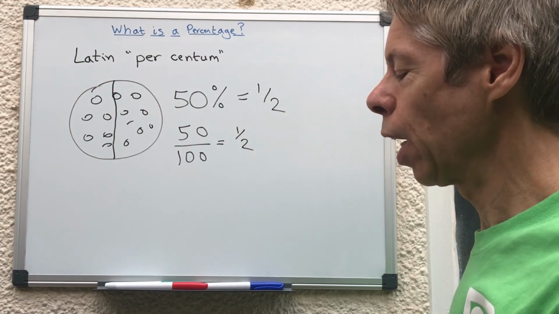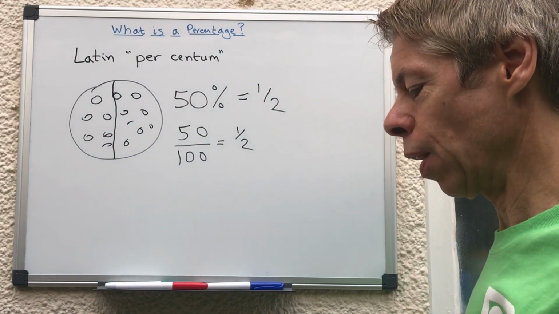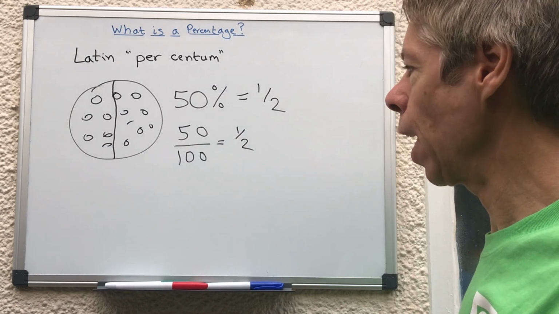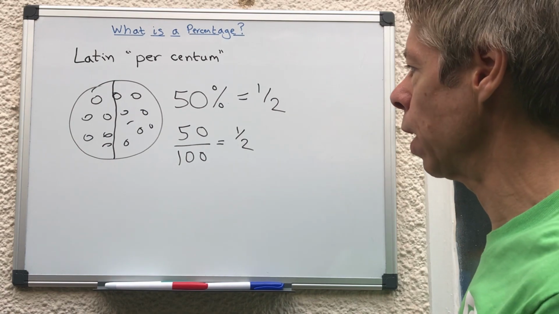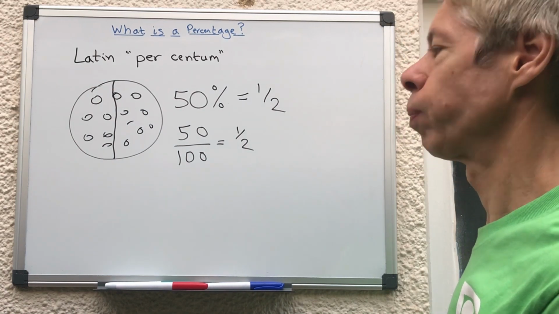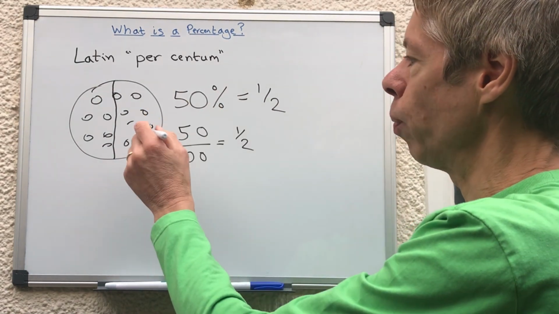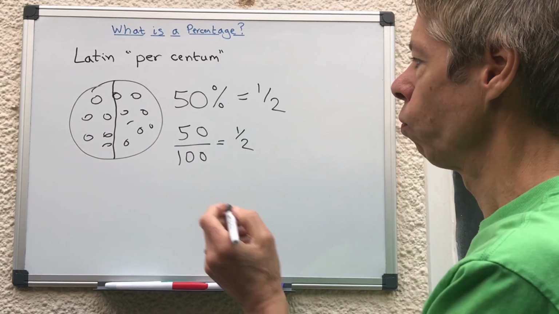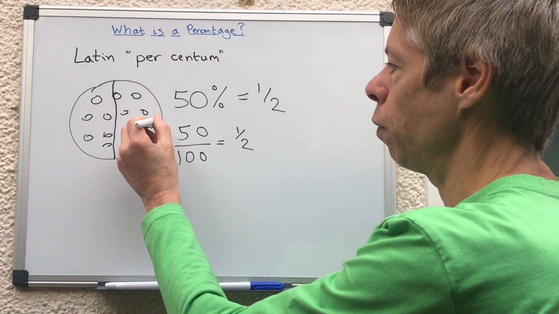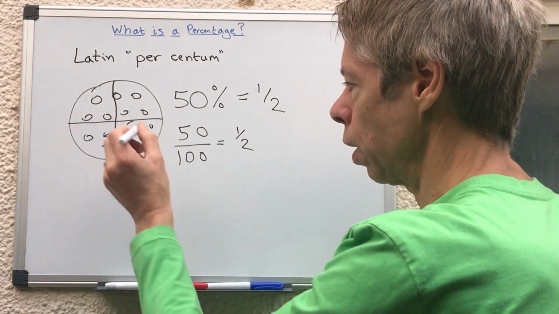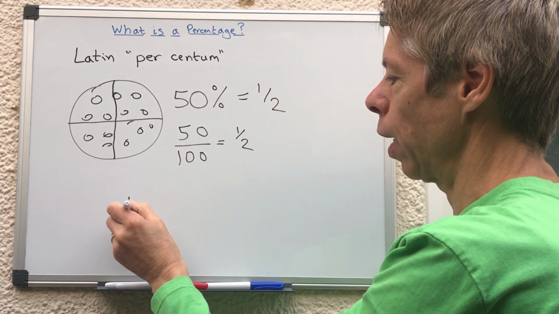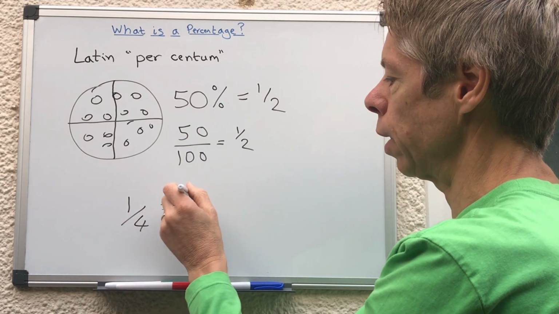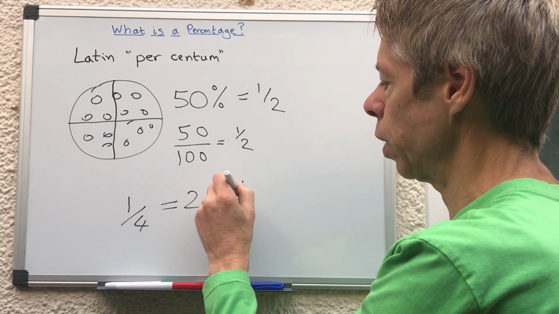So a percentage is if you divided whatever it is up into 100, or if you took 100 people and worked out how many had red hair, say 10 people had red hair, then 10 out of 100 is 10%. So 50% means a half. If you divide a half in half, you get a quarter. So a quarter is 25%.